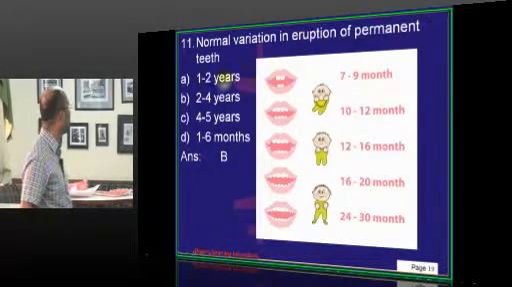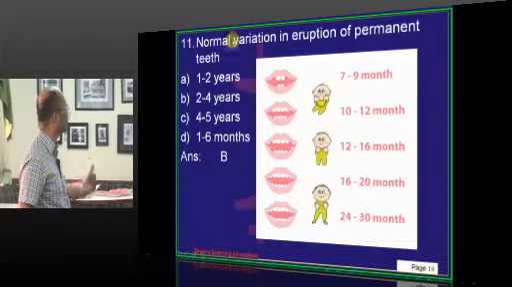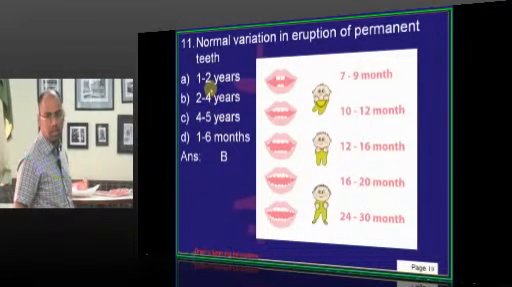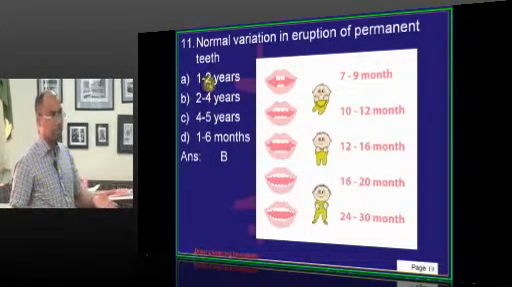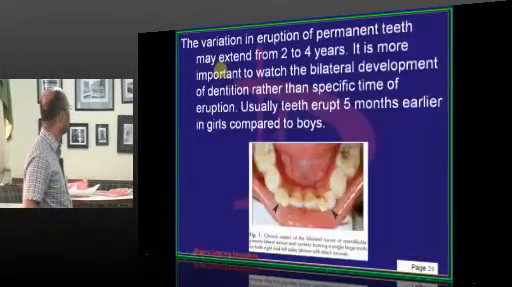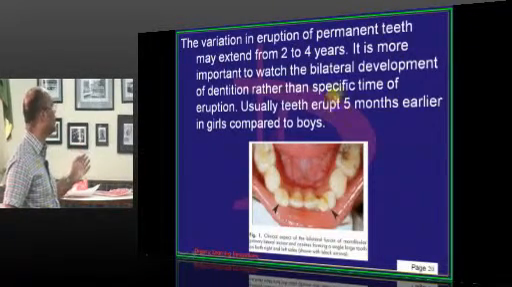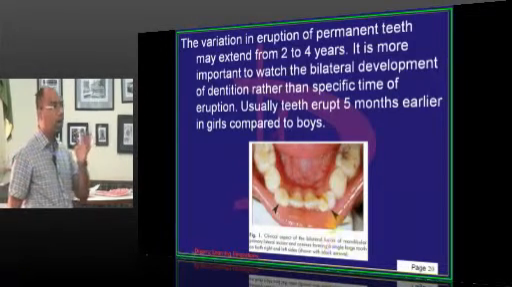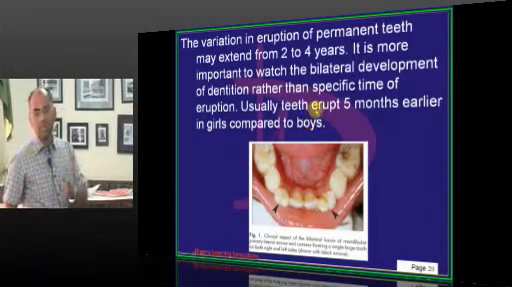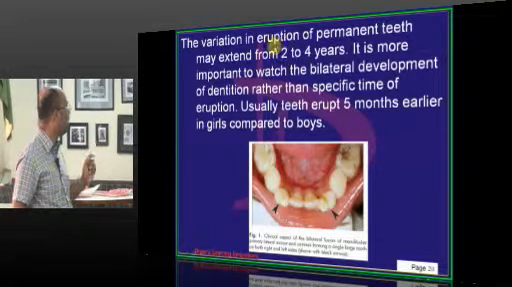Normal variation in the eruption of permanent teeth, like how much variation can occur in the eruption? There could be a variation of 2 to 4 years, like on one side the tooth would have erupted, the other side it would not have erupted. So that variation in time could be approximately 2 to 4 years. And it is more important to watch bilateral development of the dentition. What this means is, if on one side, right or left, you see the tooth erupting, and on the other side it does not erupt, you can approximately wait for at least 2 years to take a decision.